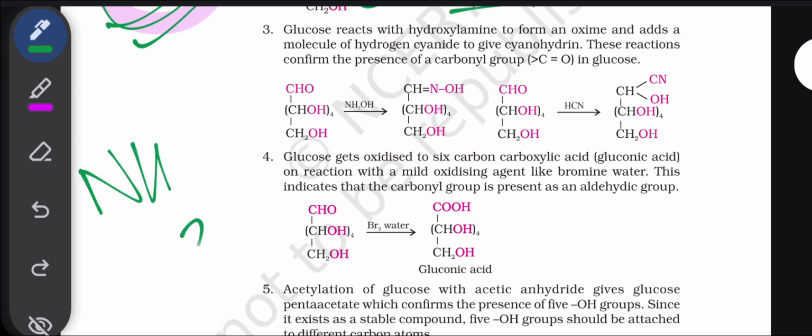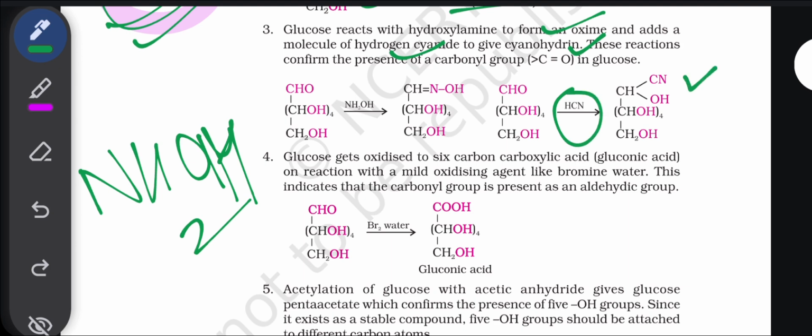Hydroxylamine is the NH2OH group. So glucose reacts with hydroxylamine to form an oxime and adds a molecule of hydrogen cyanide to give cyanohydrin. When it reacts with HCN, it gives cyanohydrin, and when it reacts with hydroxylamine, it gives oxime. NH2OH is hydroxylamine, so it gives oxime. The structure is given there, and this is cyanohydrin. This reaction confirms the presence of a carbonyl group in glucose.